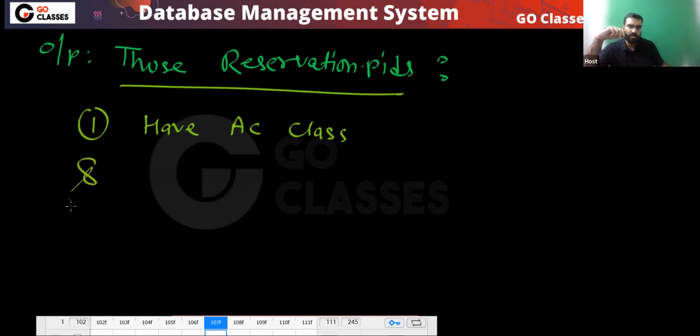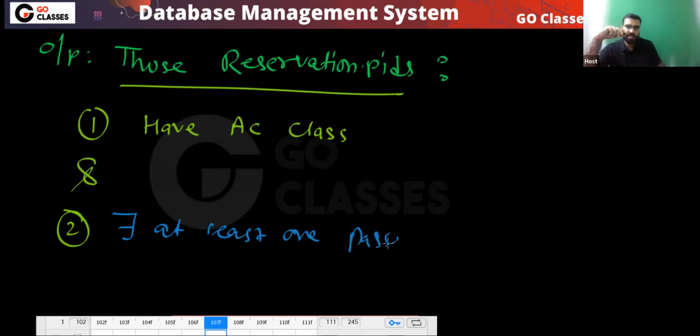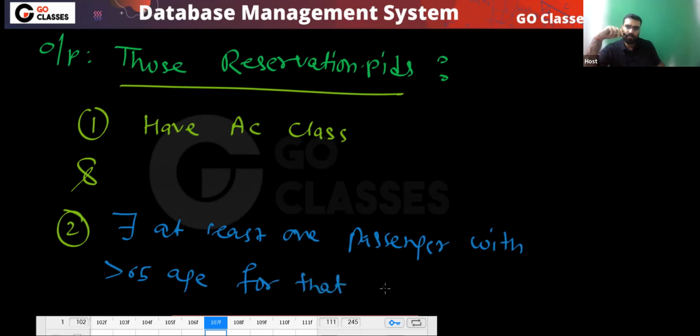And the second point, there exists at least one passenger. There exists at least one passenger with greater than 65 age for that PID. For that PID, right? For that reservation.pid.